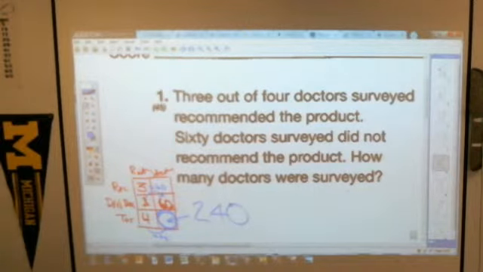How many people got that wrong? Really? Because you answered probably how many recommended it, or you answered something else. Lauren, I need a confession. What did you do? I put instead of the 3 on top and the 4 on the bottom, I was 3 recommended and 4 did not recommend it. For a total of 7 doctors.